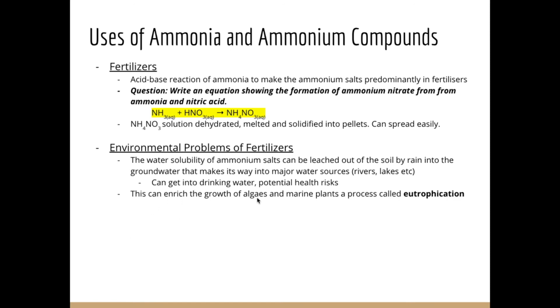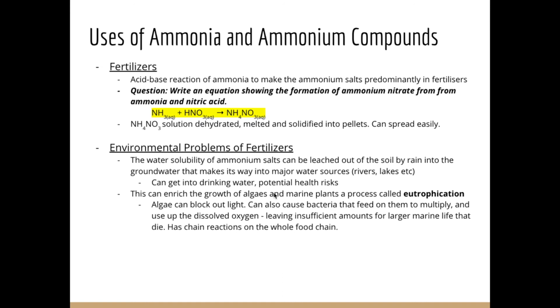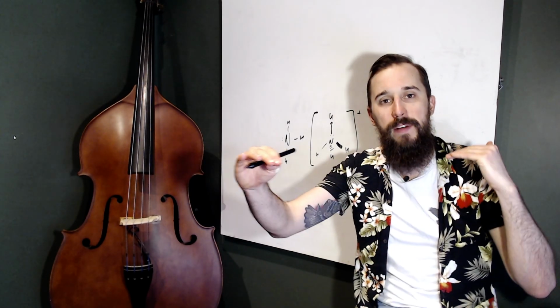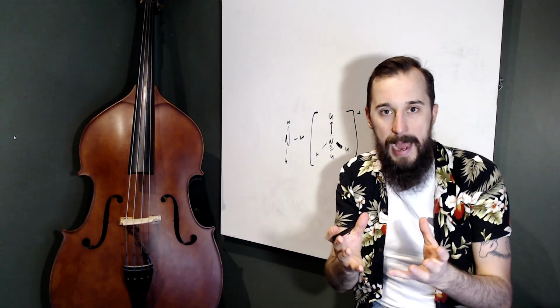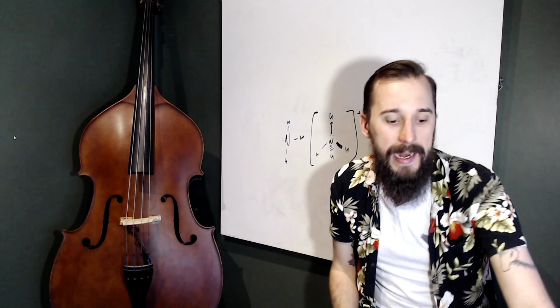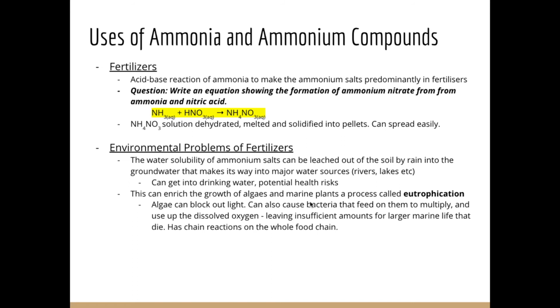Now, it can also enrich the growth of algae and marine plants, which is a process called eutrophication. So we've said that ammonia is really good for plant growth, but this could be bad if we have an increase, and again, it's throwing this equilibrium that's been established in an ecosystem out of whack. For example, algae can block out light. Algae can develop all on the surface of a river, and that can block the light from getting through into the river. And that means that all those important organisms that rely on the light beneath the surface of the water are now not getting it and are dying because of it.